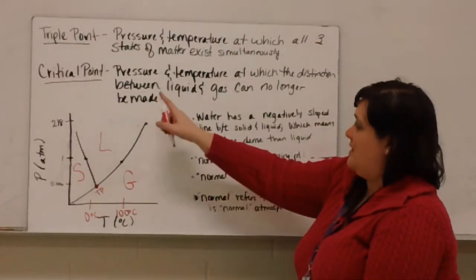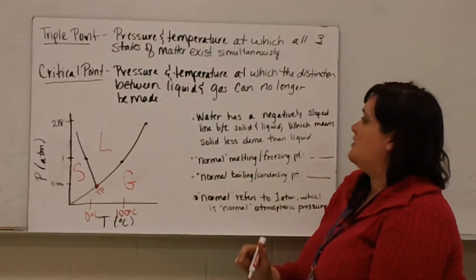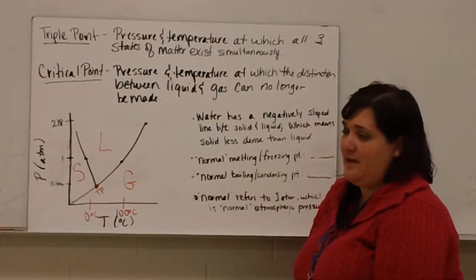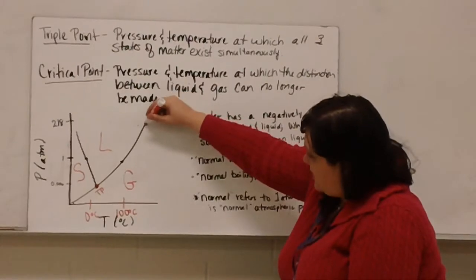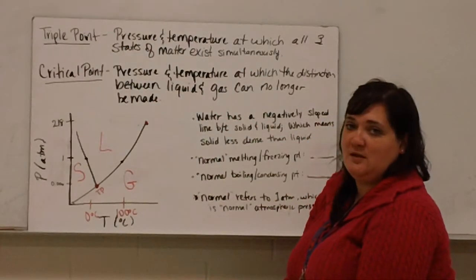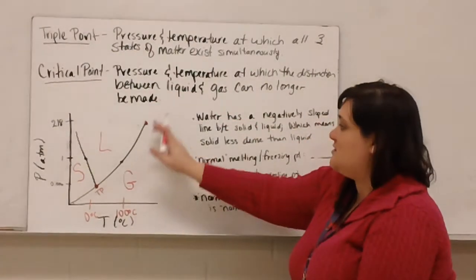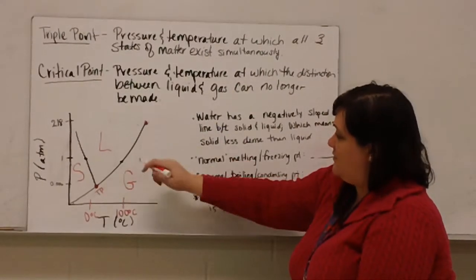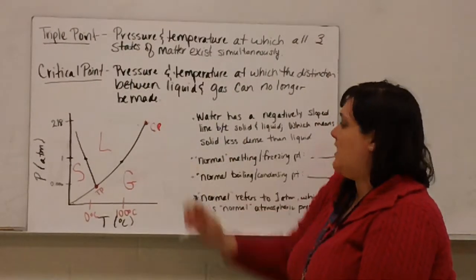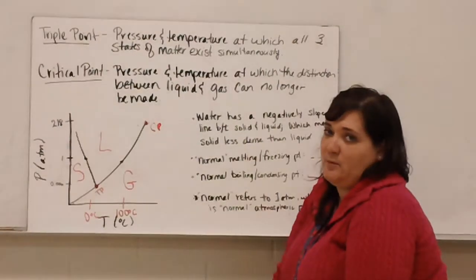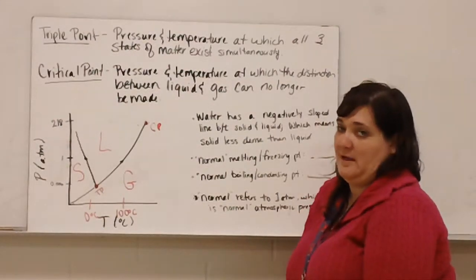Now, the critical point is the pressure and temperature at which the distinction between liquid and gas can no longer be made. And that occurs way up here on that line between the liquid and gas. So this line does not continue on, it stops here. And at that point, you can no longer determine whether you have a liquid or a gas.